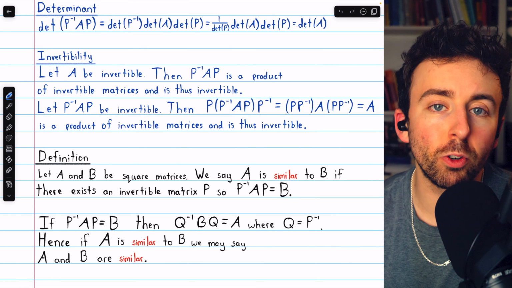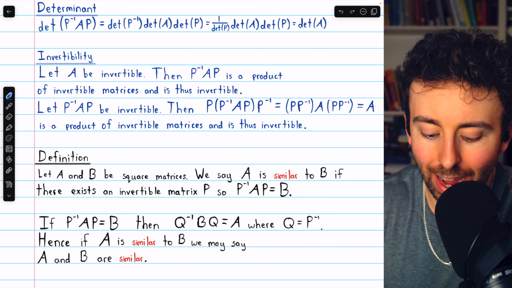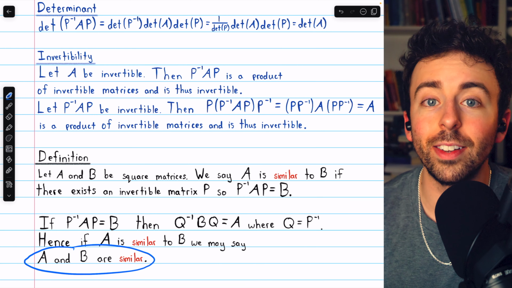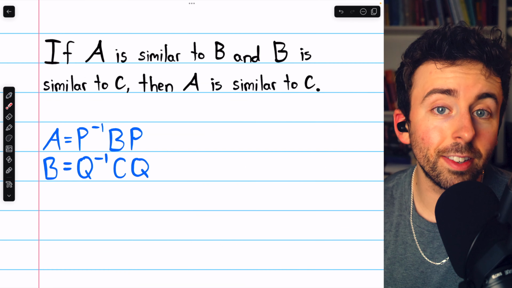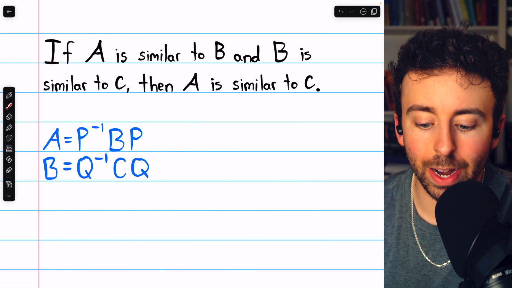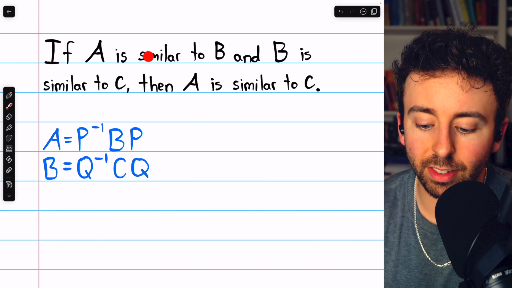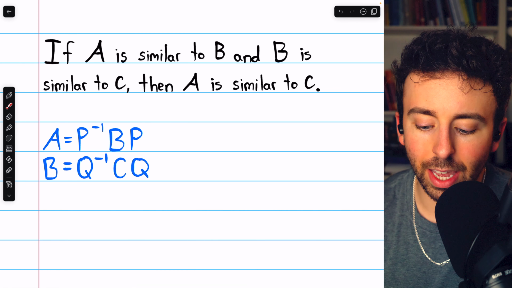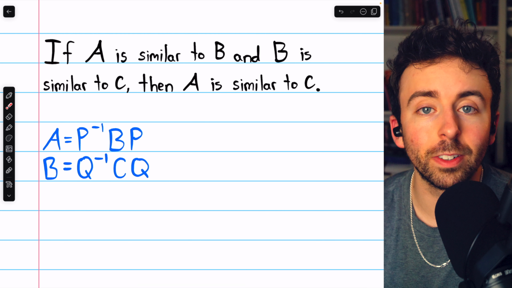Since this sort of relationship is symmetric, we may say simply that A and B are similar, rather than saying one similar to the other. And on a similar note, let's prove transitivity. If A is similar to B and B is similar to C, then it's also the case that A is similar to C.